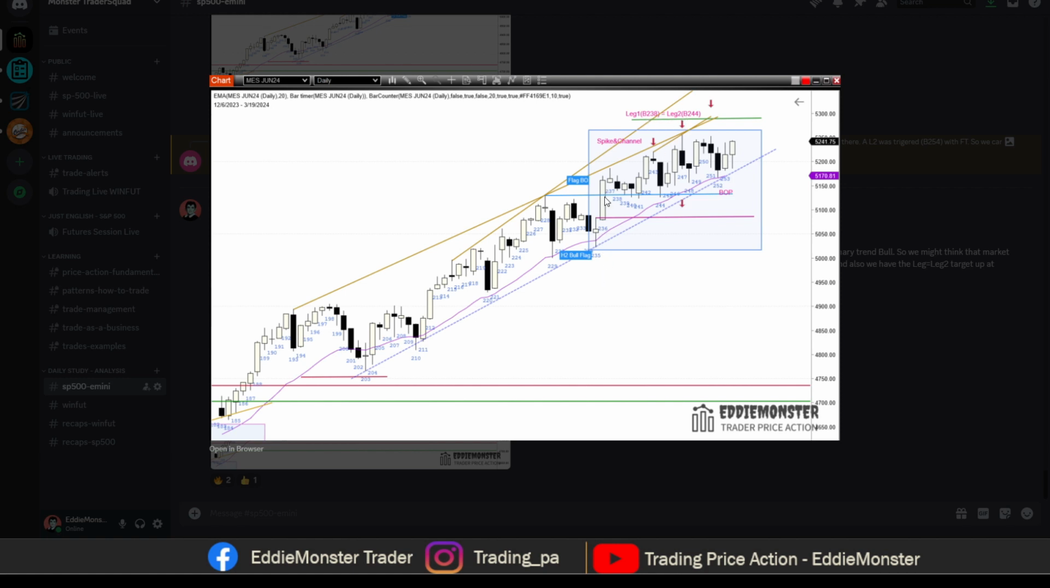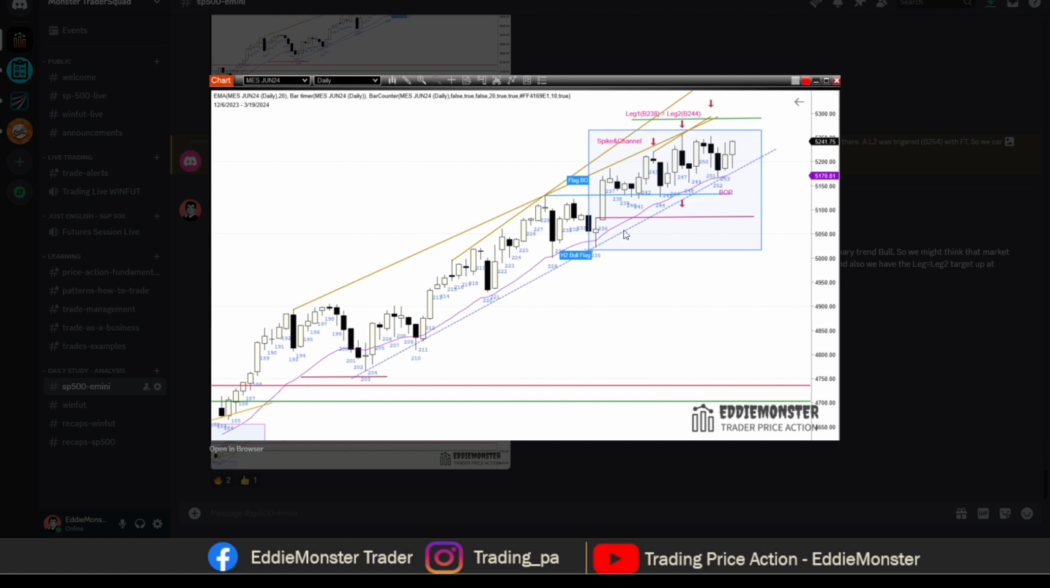So there was a target here at 5290, leg one, leg two, right? So this leg one, leg two. This number, please don't pay attention. This is something that always changes depending on whether we use the Globex or regular 10 hours in the daily chart, right? So this is the situation.